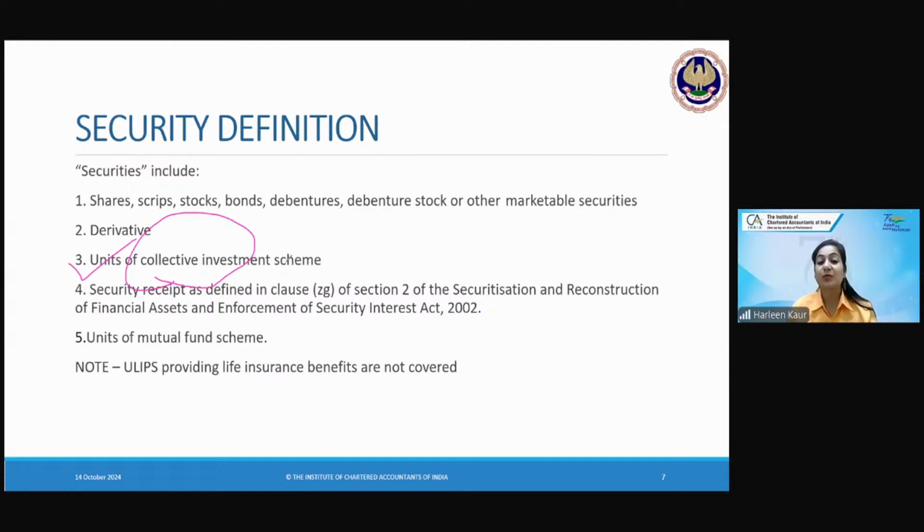Units of collective investment scheme is yes part of securities because it says security include these. So that means this comes and falls under the definition of security. But if I ask you about ULIPs, then it is no, ULIPs are not part of it. Why are ULIPs not part? Because here you're giving a cover for life insurance as well as the investment. So ULIP is not covered. Correct, Astha. Divya has also written no. So yes is the correct answer for collective investment scheme and no is the correct answer for ULIPs. Okay.